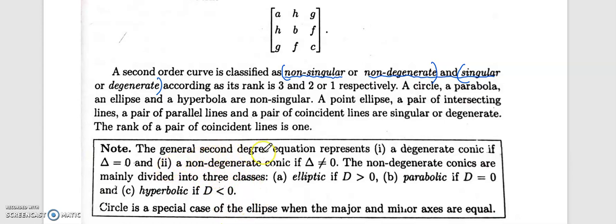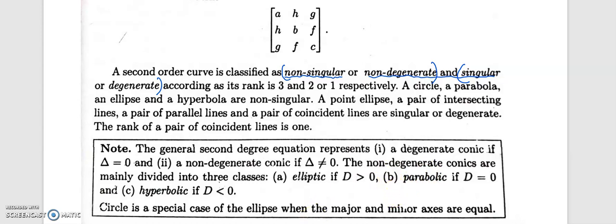So the general second degree equation represents a degenerate conic if delta is equal to 0. That means the determinant is singular, so it will be 0. And we obtain a non-degenerate conic if delta is not equal to 0. That means rank must be equal to 3. Non-degenerate conics, as we have seen earlier, can be classified into 3 types depending on the value of d. When d is greater than 0, you get an ellipse. When d is equal to 0, it is parabolic, and when d is less than 0, it is hyperbolic.